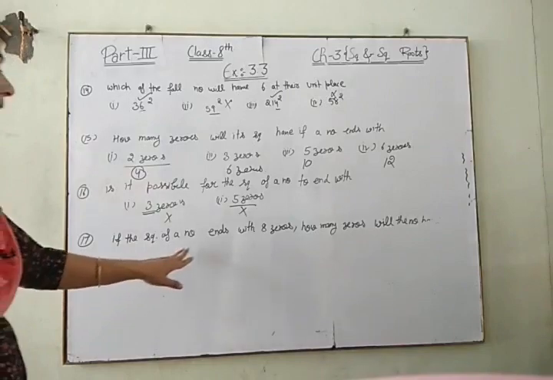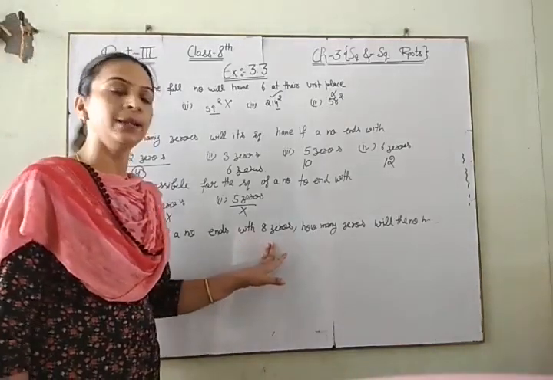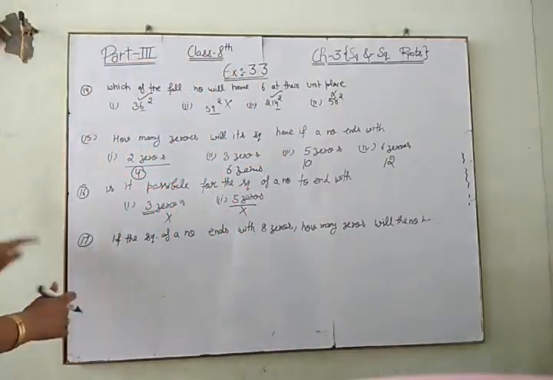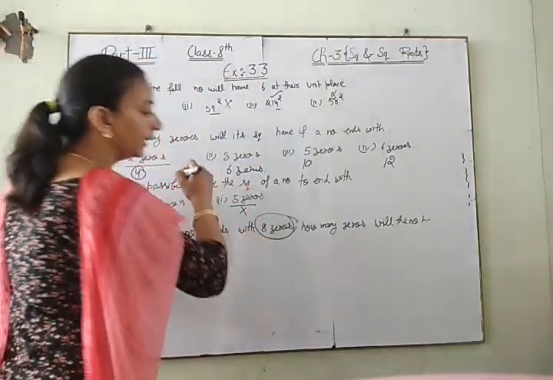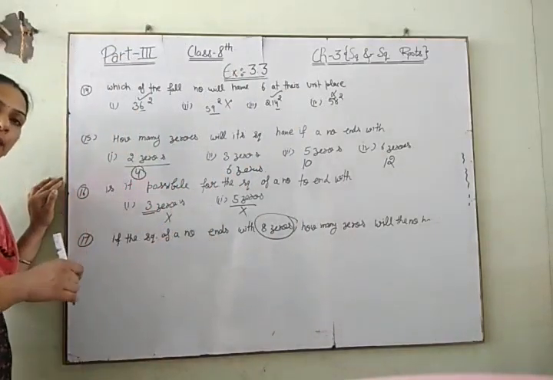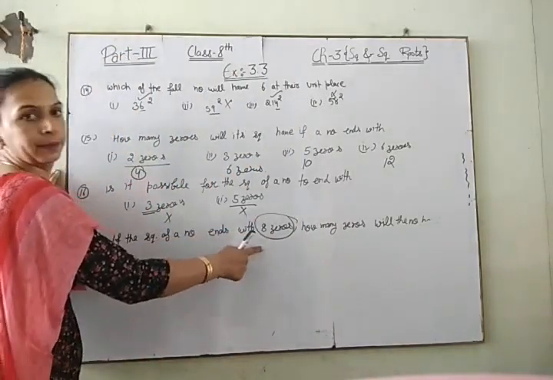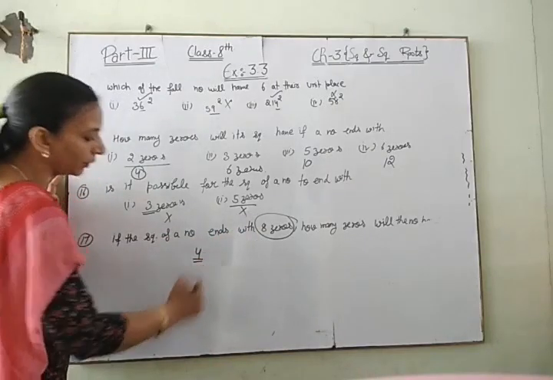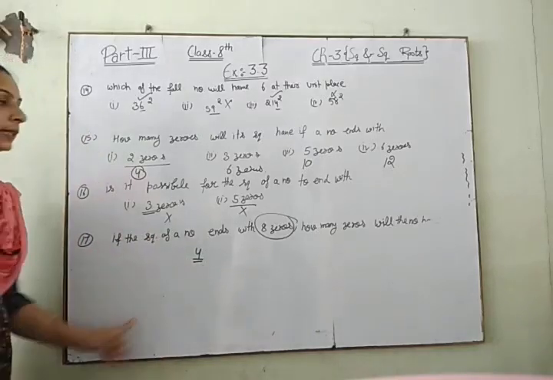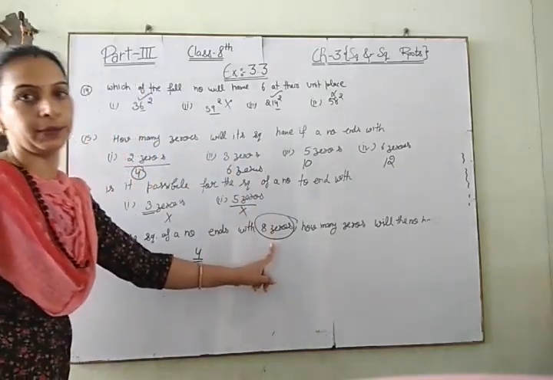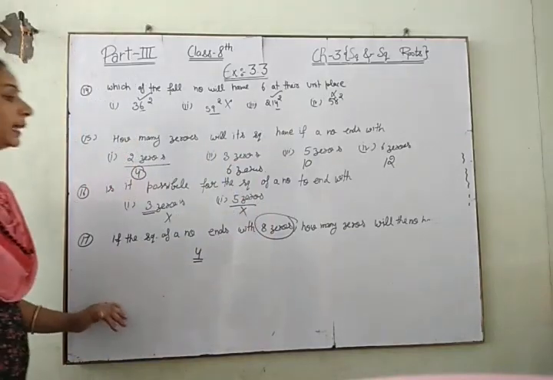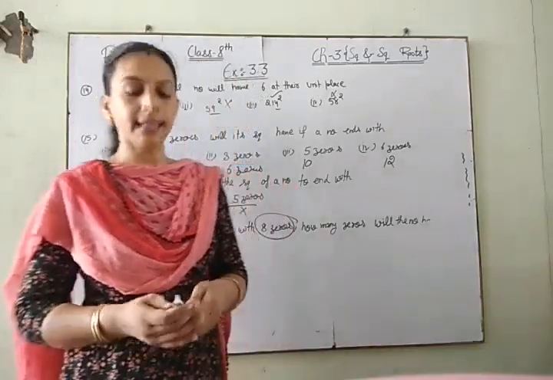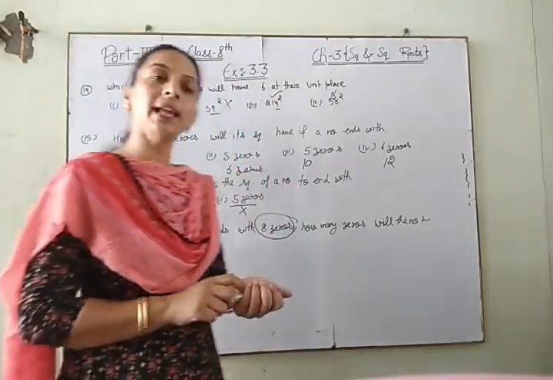Next, question number 17. If the square of a number ends with 8 zeros, how many zeros will the number have? Okay, if the square has 8 zeros, then the number has half of that, since the square has 2 times the zeros of the number, so the number has 4 zeros. If the number has 4 zeros, then the square has 8 zeros. Okay, I hope you understand this exercise. Students, you complete this exercise in your notebook. I hope you like this video.